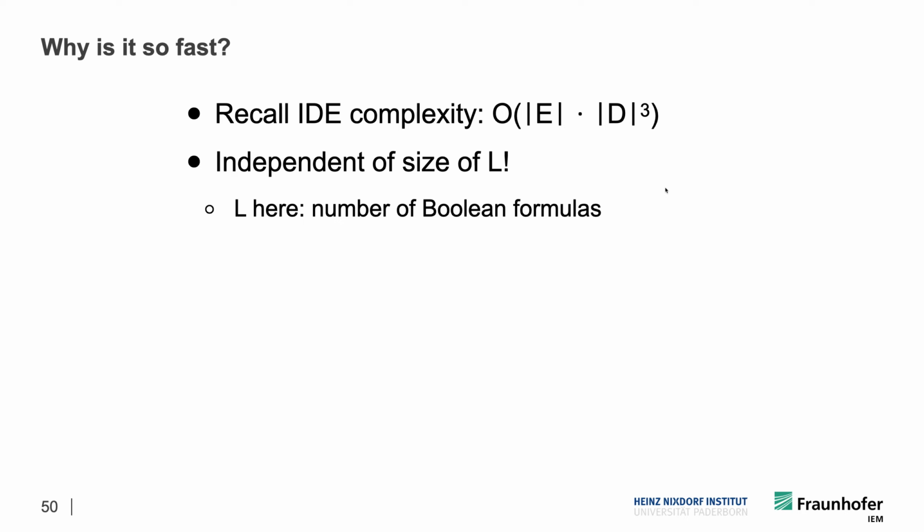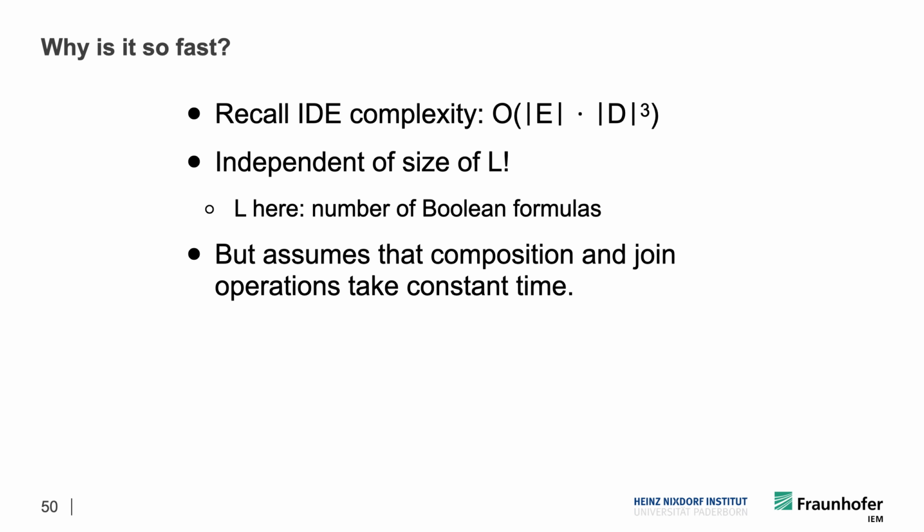Now you might become a little bit dubious of that statement, right? So is that really true? Well, it's not quite true because this constraint here actually assumes that the composition and join operations on the edge functions, and that means here on the Boolean formulas, take a constant time. And that is not necessarily true, right? So I told you that if you do a conjunction and disjunction of a BDD, for instance, it's not typically a constant time operation. So it's a polynomial time operation.